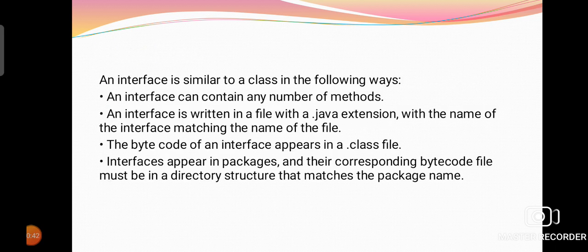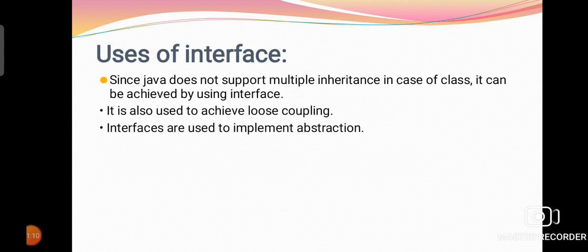An interface is similar to a class in the following ways. An interface can contain any number of methods. Similar to a class, an interface is written in a file with a .java extension, with the name of the interface matching the name of the file. And the bytecode of the interface appears in a class file. Interfaces appear in packages, and their corresponding bytecode file must be in a directory structure that matches the package name.